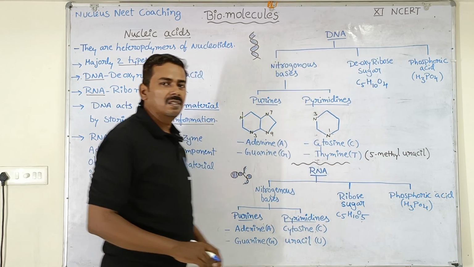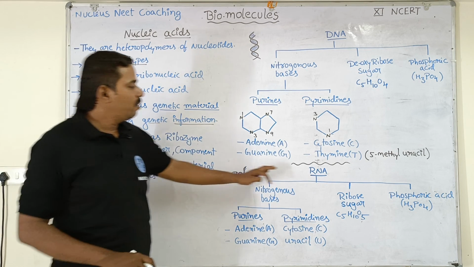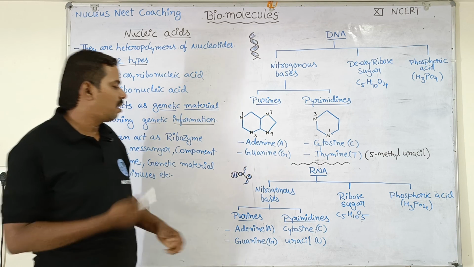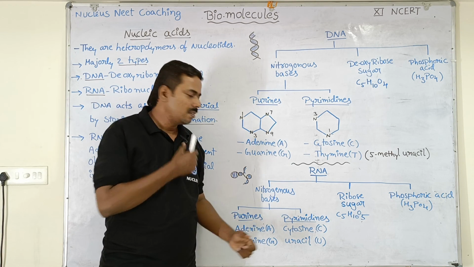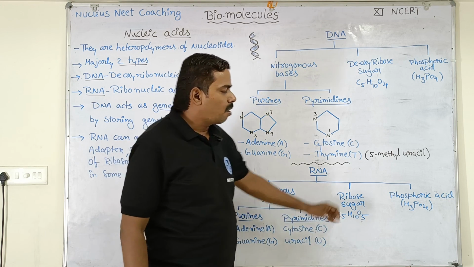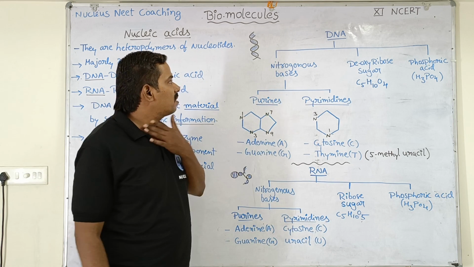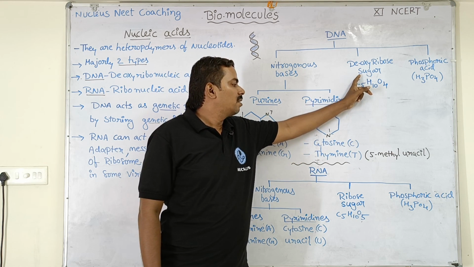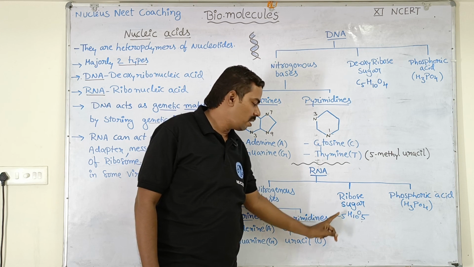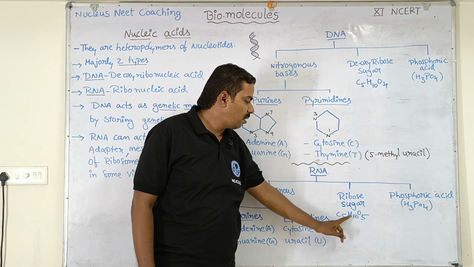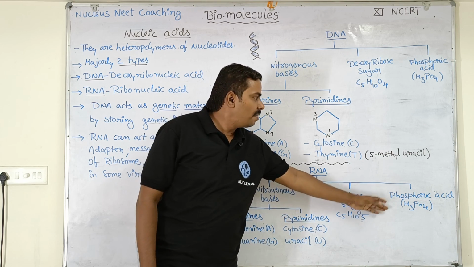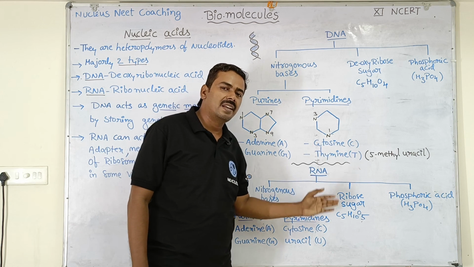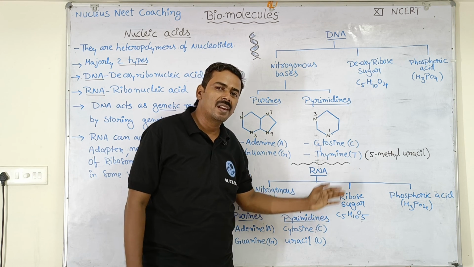Very important. Now, ribonucleic acid, RNA. RNA is also composed of three components: nitrogenous bases, ribose sugar, and phosphoric acid. The main difference between DNA and RNA with respect to sugar is that here it is deoxyribose sugar, and here it is ribose sugar. Ribose sugar formula is C5H10O5. The same phosphoric acid is present, and just like DNA, RNA is also acidic in nature, that's why it is called ribonucleic acid.